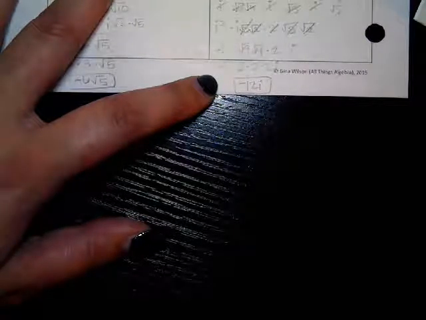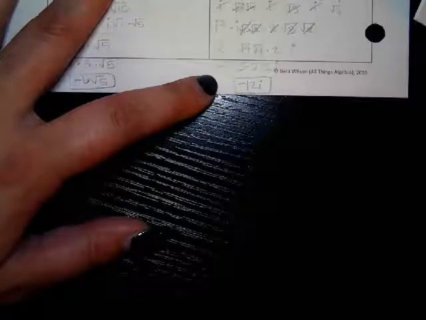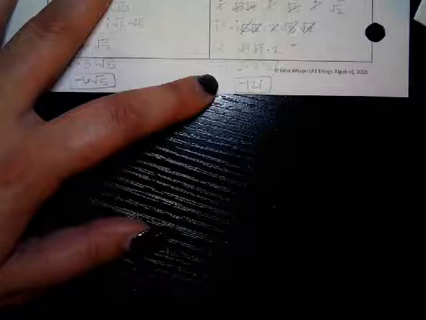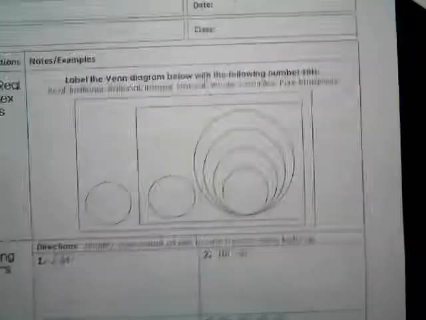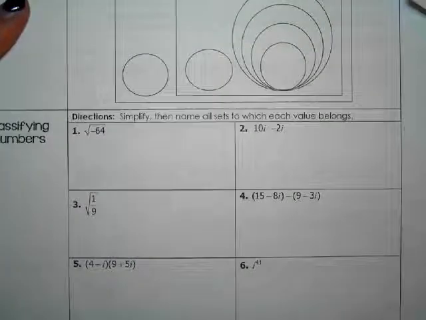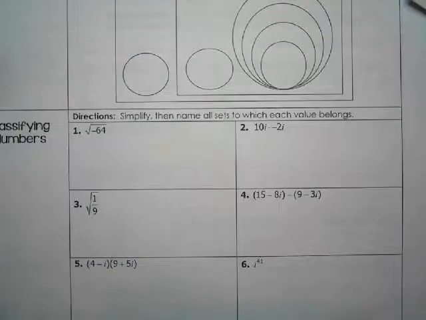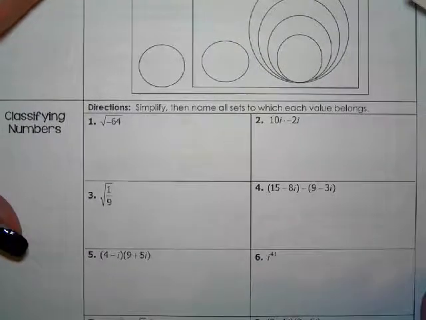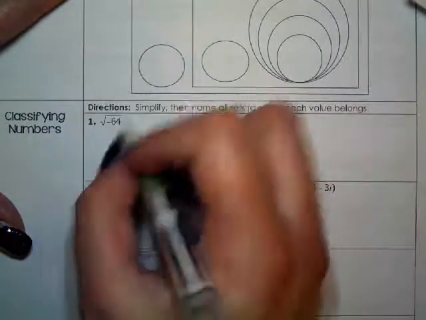Okay. All right. On this page, we're not going to do this whole page. We're just going to do a few of these problems. All right. Square root of -64. What should we write? 8i. So we're going to make this a positive and just stick an I in the front. So that is just 8i. That is the answer.